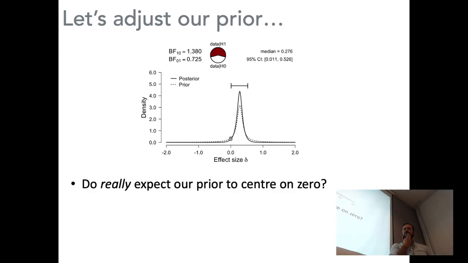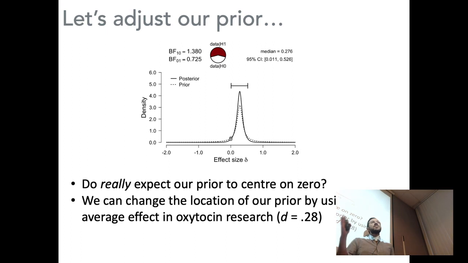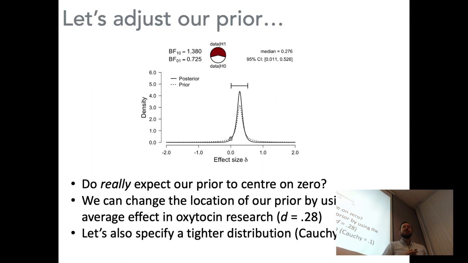The other alternative is, well, typically by using the default prior distribution, this assumes that our effect centers around 0. But we need to really think about in our research, is that what we really think? Do we really think the effect centers there? If you look at prior research in your area, you might go, well, there seem to be some modest effects. If we look at oxytocin research, the average effect size, keeping in mind this is probably inflated, is 0.28. So you can adjust the center of your prior distribution to 0.28, or to whatever you want to give you a more realistic prior.